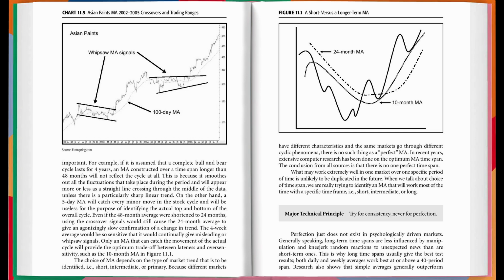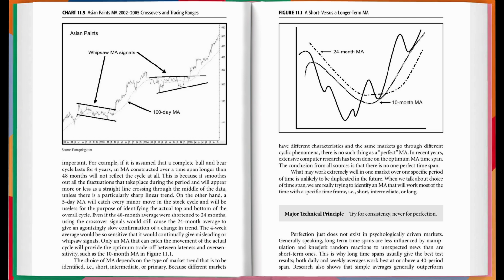The choice of MA depends on the type of market trend that is to be identified, i.e., short, intermediate, or primary. Because different markets have different characteristics and the same markets go through different cyclic phenomena, there is no such thing as a perfect MA. In recent years, extensive computer research has been done on the optimum MA time span. The conclusion from all sources is that there is no one perfect time span.